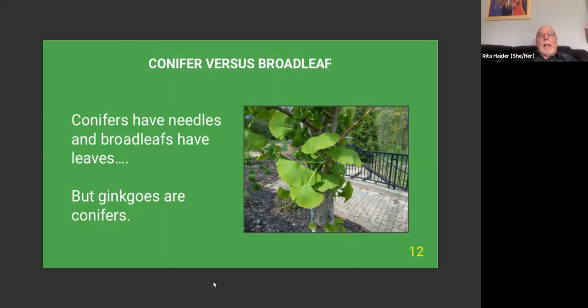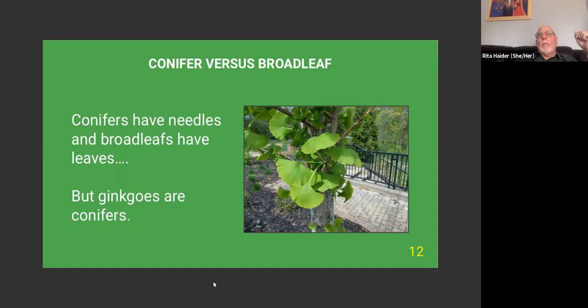Just one other example here of the confusion between conifer and broadleaf. I'm using the term broadleaf here for the non-conifers, with one exception that I'm aware of. The conifers have needles, the broadleaves have leaves. Excuse me, but here's an exception.